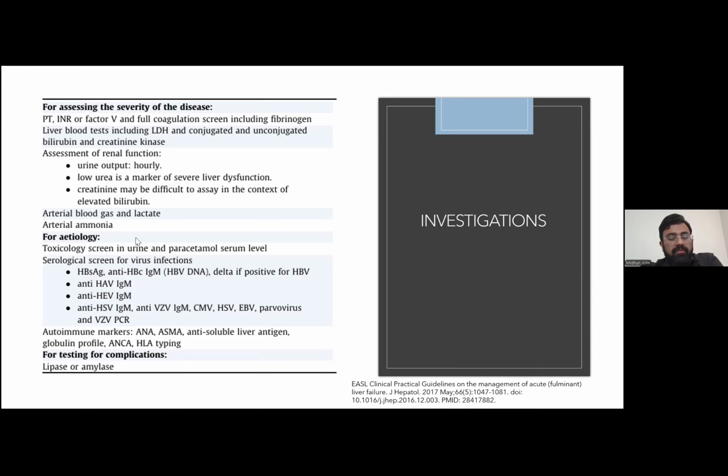Then, with all the etiologies that we've spoken about, we need to look for them serologically as well to exclude them. Having said that, our drug-induced toxicology screens also need to be sought after, together with our autoimmune screen.